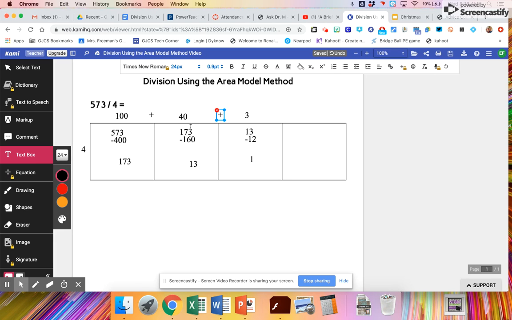They're going to add 100 plus 40 plus 3 to get their answer. Let's see here. Let's put it up here. So the answer would be 143. But then I have to remind them about this 1 that's left over, and we call that the remainder.